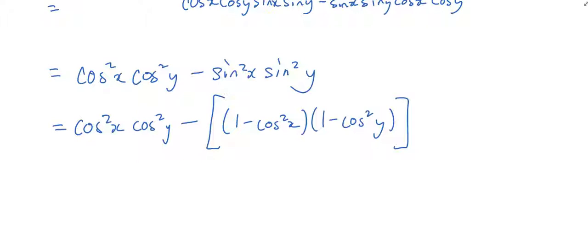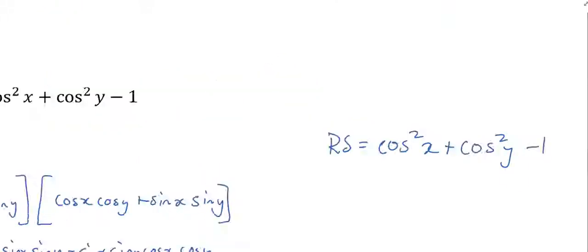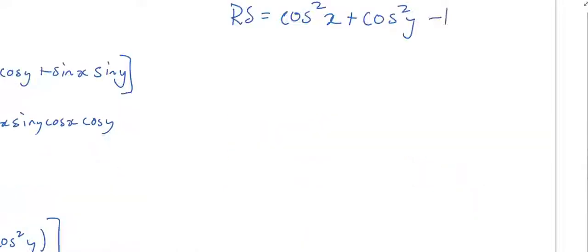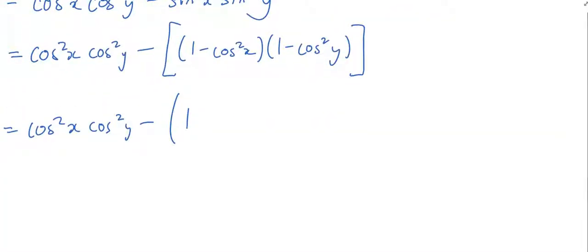If you try to do a little bit of it in your head, you see some good things coming out of it. So cos squared x, cos squared y minus 1 times 1 is 1. Oh, I got minus 1. That's good. 1 times negative cos, so this is negative cos squared y minus cos squared x. And then negative cos squared x times negative cos squared y is positive cos squared x cos squared y.